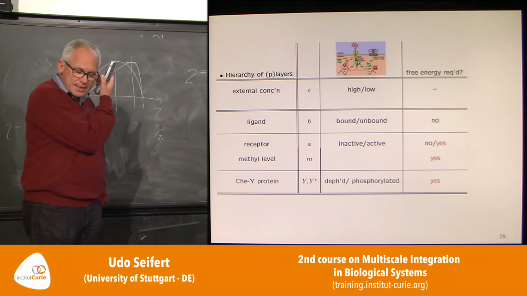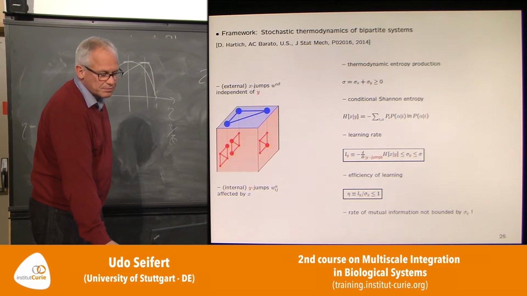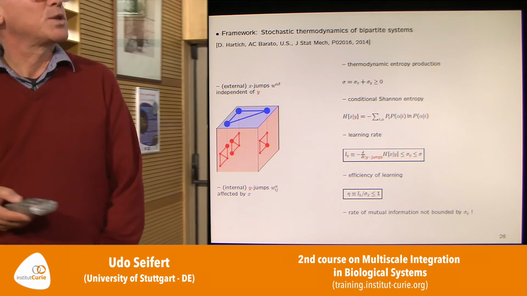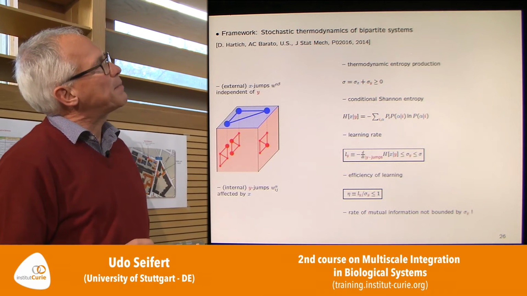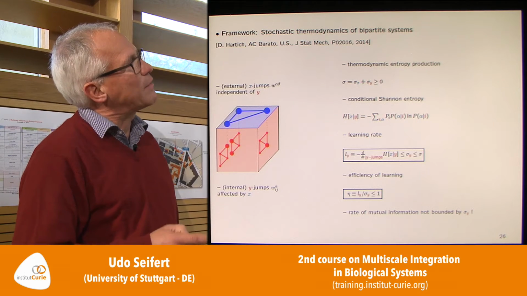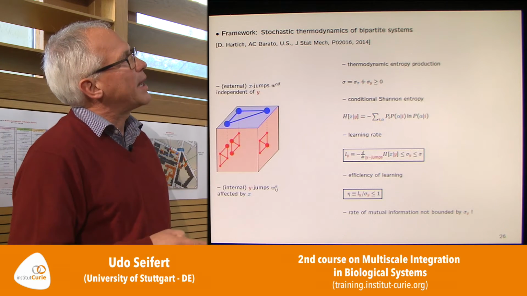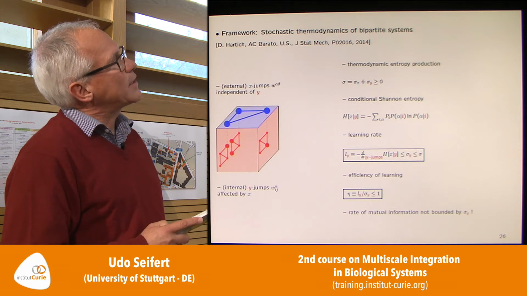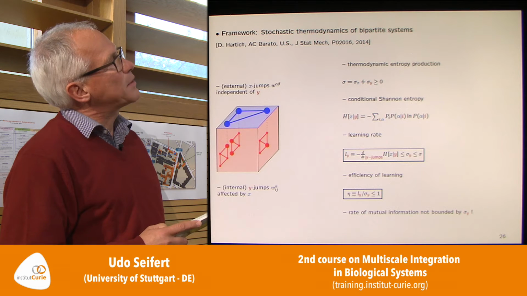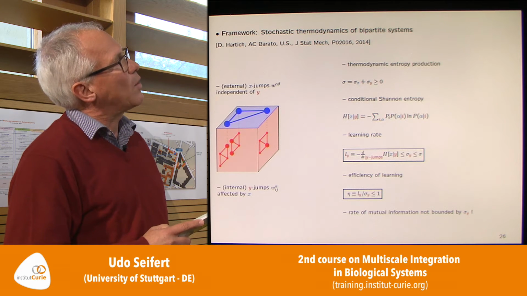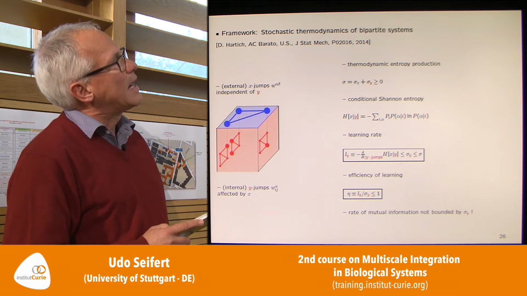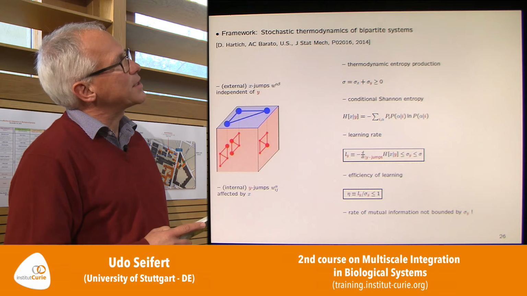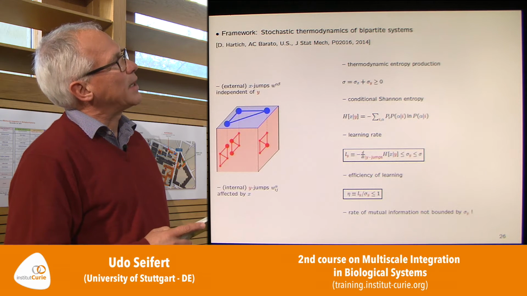So in order to answer this question I had on the previous slide, you need a framework, and the framework we developed is what we call Stochastic Thermodynamics of Bipartite Systems. That's the kind of general framework which you can apply to many situations. So what is the idea? The idea is that you have an external process which jumps between different states. This could be high and low, or high, middle, low. And these jumps are independent. In the simplest case, this is just a Markov process between different values.